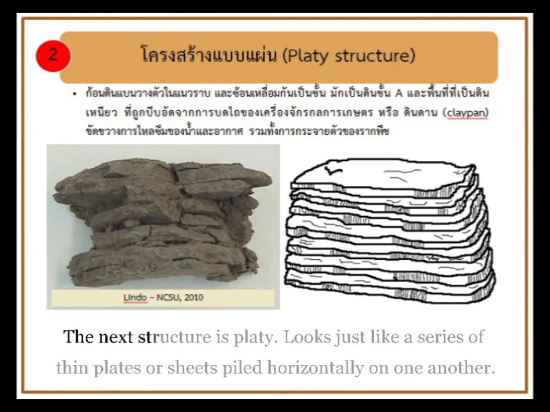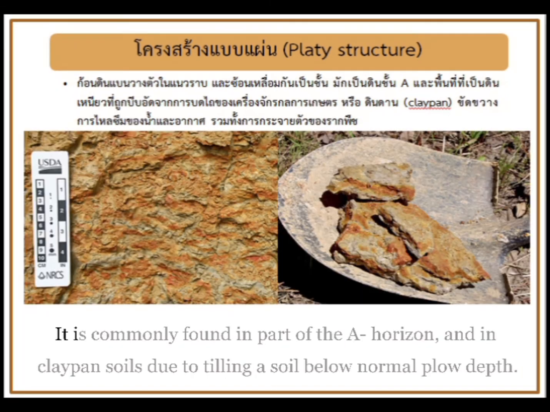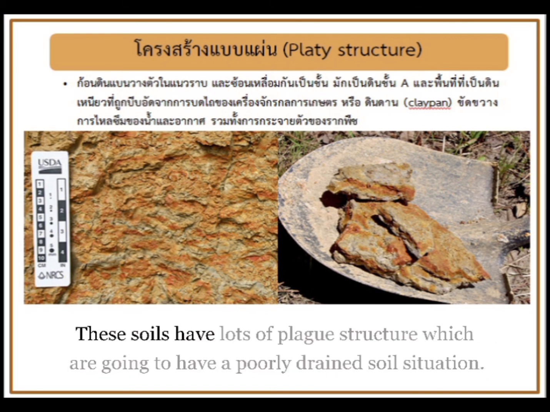The next structure is platy. It looks just like a series of thin plates or sheets lying horizontally on one another. It is commonly found in parts of the A horizons and in clay pan soils due to the tilling of soil below normal plow depth. These soils have lots of plate structure, which are going to have poorly drained soil situations.